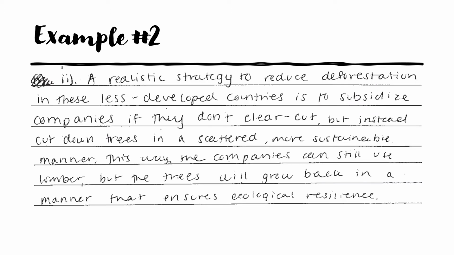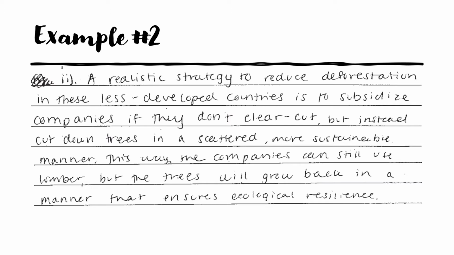A good answer would be: a realistic strategy to reduce deforestation in these less developed countries is to subsidize companies if they don't clear cut, but instead cut down trees in a scattered, more sustainable manner. This way, the companies can still use timber or lumber, but the trees will grow back in a manner that ensures ecological resilience. So this one has clear details that help describe the situation, other than a generic answer like the first example where the student just simply says giving resources.